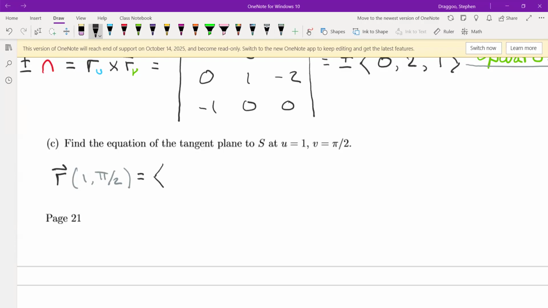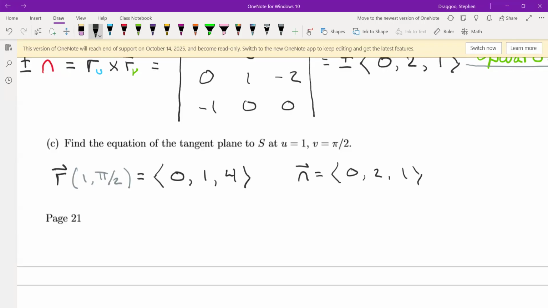If I plug those values in, well, x was the cosine of v, so cosine of pi over 2 is 0. y was the sine of pi over 2, which is 1, and then 1 times u, which is also 1, is 1. And finally, for z, 5 minus u squared, if u is 1, that's going to be 4. And I'll bring back in my normal vector, which I had just calculated above. It was 0, 2, 1.